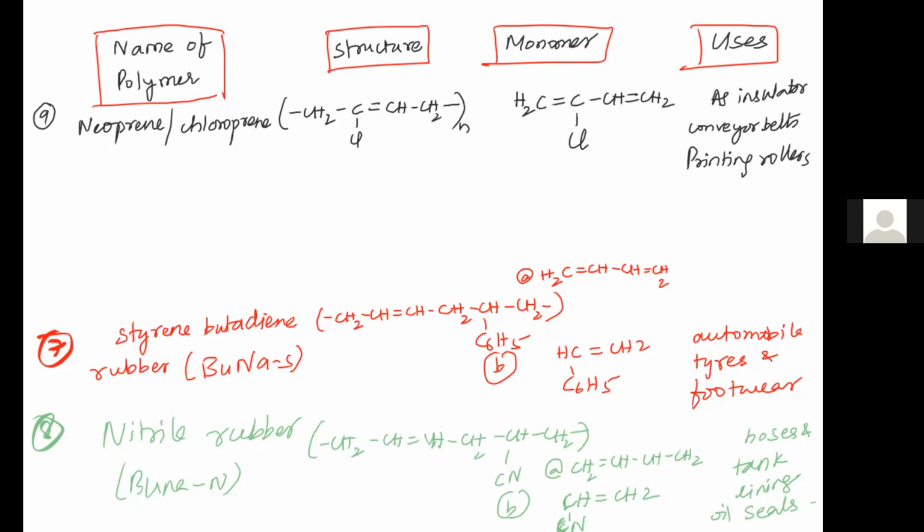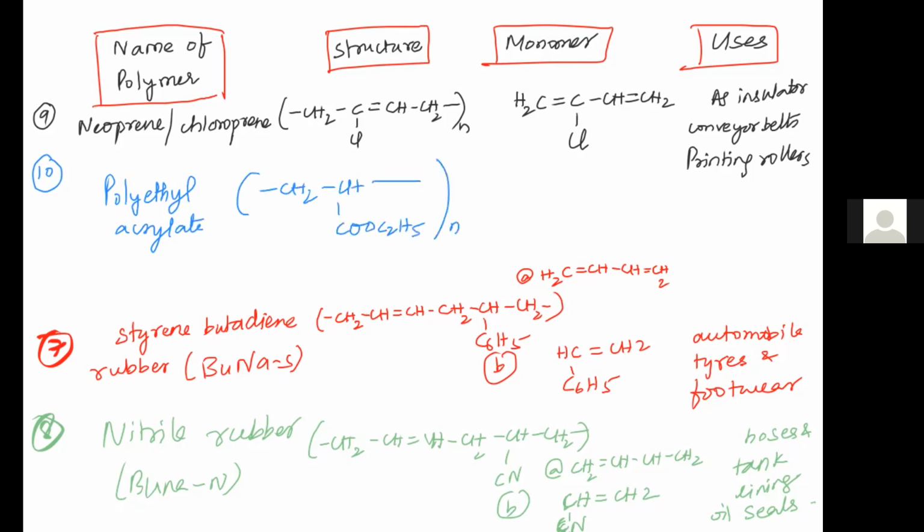The 10th one. Polyethyl acrylate, which is CH2CH, COOC2H5, n, CH2 double bond CH. See, for objective, this is what they'll ask you. Again, this is used in making house pipes, finishing fabrics.